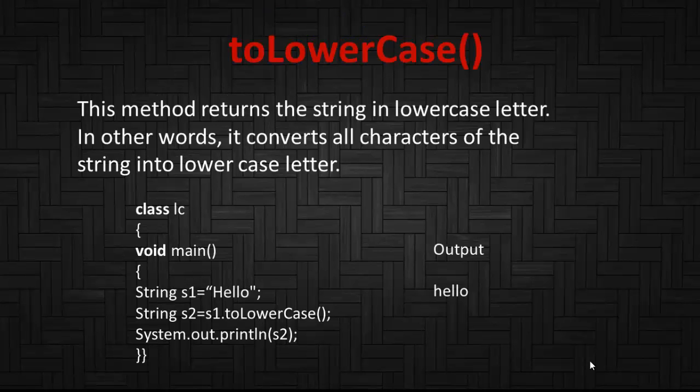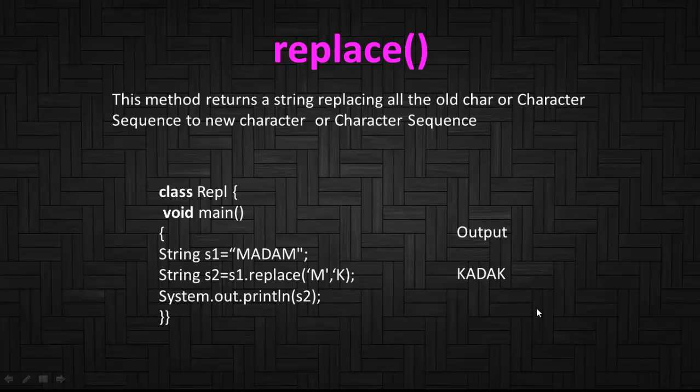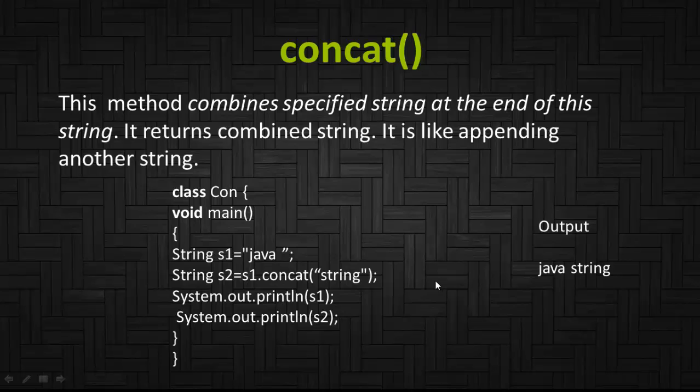toLowerCase. This method returns the string in lowercase letter. In other words, it converts all characters of the string into lowercase letter. toUpperCase. This method returns the string in uppercase letter. In other words, it converts all characters of the string into uppercase letter. Replace. This method returns a string replacing all the old char or character sequence to new character or character sequence. Concat. This method combines specified string at the end of this string. It returns combined string. It is like appending another string.